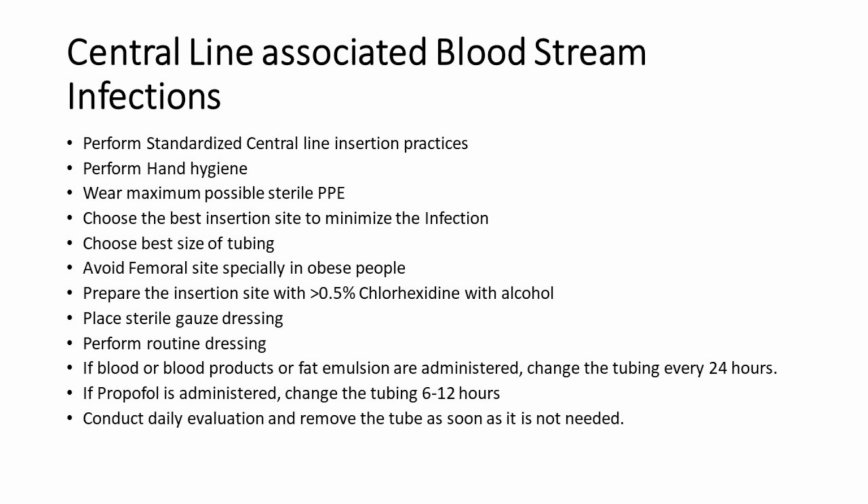Prepare the insertion site with 0.5% chlorhexidine with alcohol. Place sterile gauze dressings. Perform routine dressings. If blood or blood products or fat emulsions are administered, change the tubing every 24 hours. If propofol is administered, change the tubing every 6 to 12 hours. Conduct daily evaluation and remove the tube as soon as it is not needed.